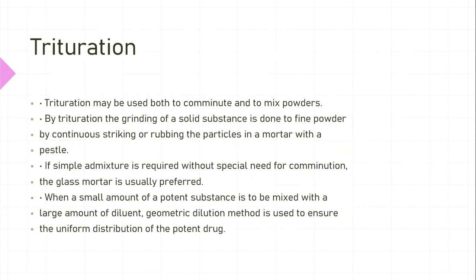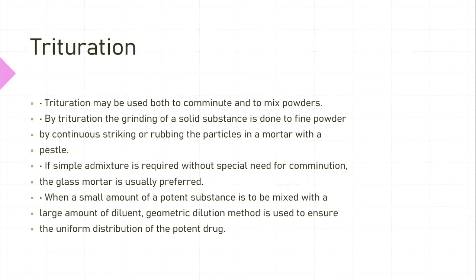Next is, probably the last, trituration. Trituration may be used both to comminute and to mix powders. By triturating, the grinding of a solid substance to fine powder is done by continuous striking or rubbing of the particles in a mortar and pestle. Trituration is done without the addition of any liquid material. Okay? If simple admixture is required without special need for comminution, the glass mortar is preferably used.